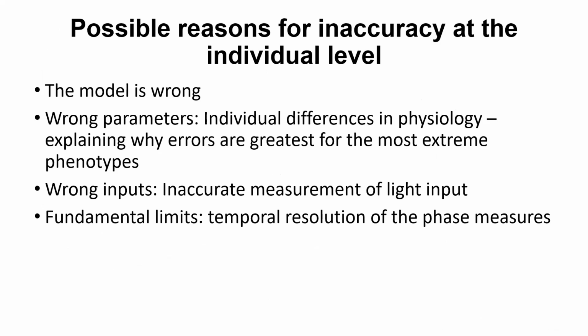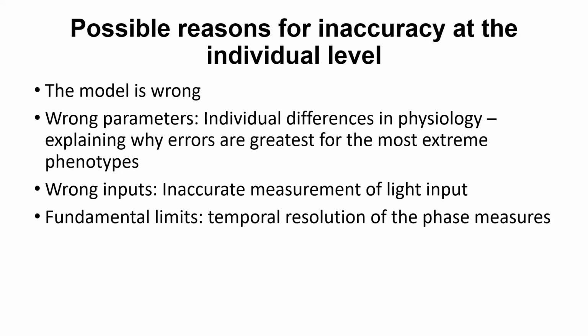Wrong parameter values could certainly be part of it. I just told you, in the delayed sleep phase disorder, that we had to adapt the model parameters even to get the group average level estimates right. So that tells you that there are individual differences, because if we move into different subpopulations, we do have to adjust some of the parameters. And there are potentially individual differences in physiology that would explain why the errors are greatest for those individuals who have the most extreme phenotypes, because you would expect those to be the individuals who have the most extreme deviation from average model parameters, so, deviating from default parameters.